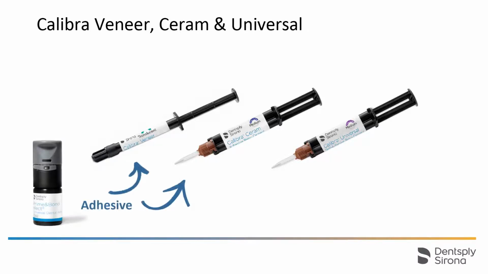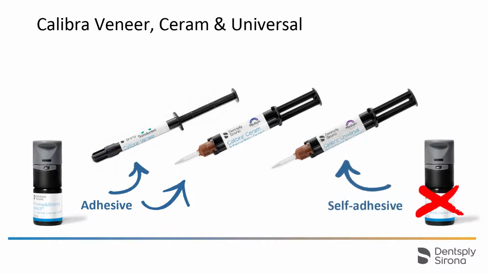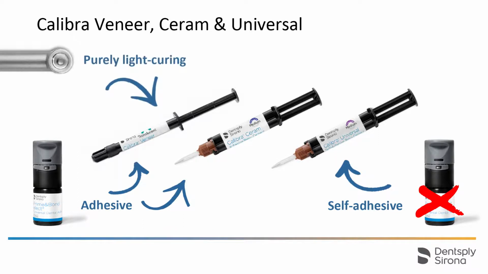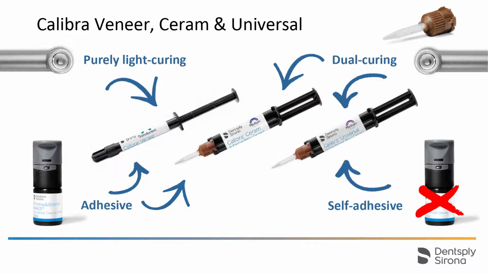The products Calibra Veneer and Calibra Ceram are used in combination with an adhesive, for example, Prime and Bond. In contrast, Calibra Universal is a self-adhesive cement, which means it bonds by itself to the tooth, making its clinical application particularly easy. Calibra Veneer is only light-cured. Calibra Ceram and Calibra Universal, however, are so-called dual curing cements. This means that they can be both chemically cured as well as light-cured.